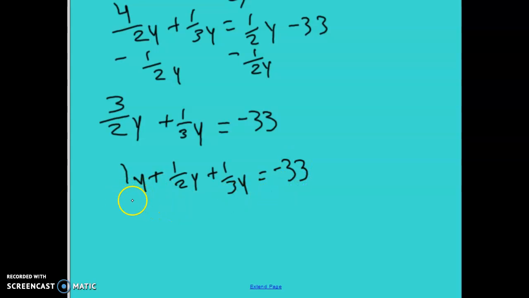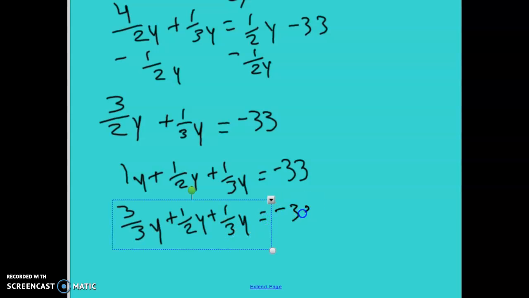This 1y can get turned into 3/3, right? So 3/3 of y plus 1/2 of y plus 1/3 of y equals negative 33. 3/3 and 1/3 makes 4/3 of y plus 1/2 of y equals negative 33.